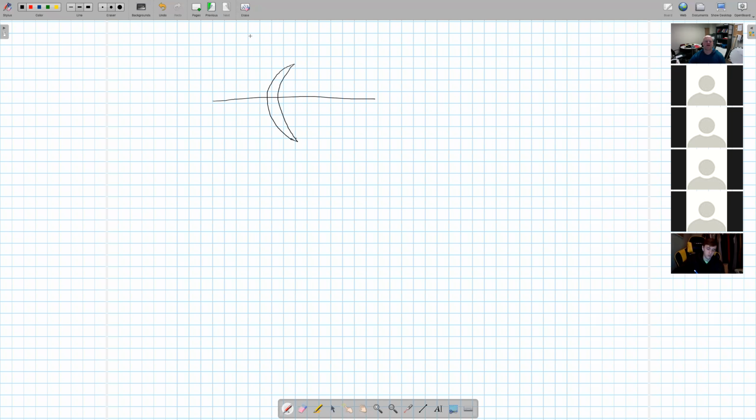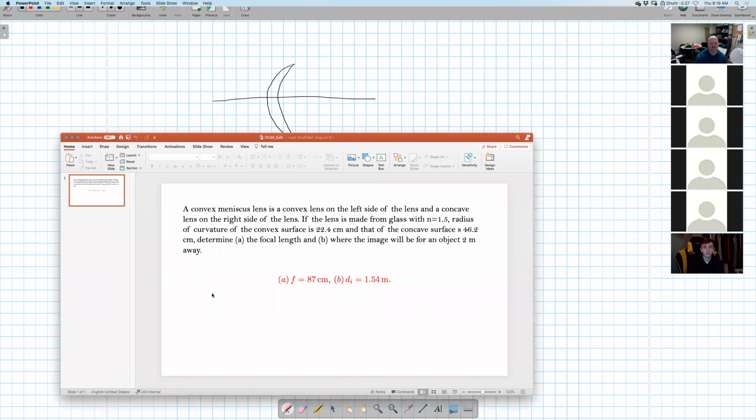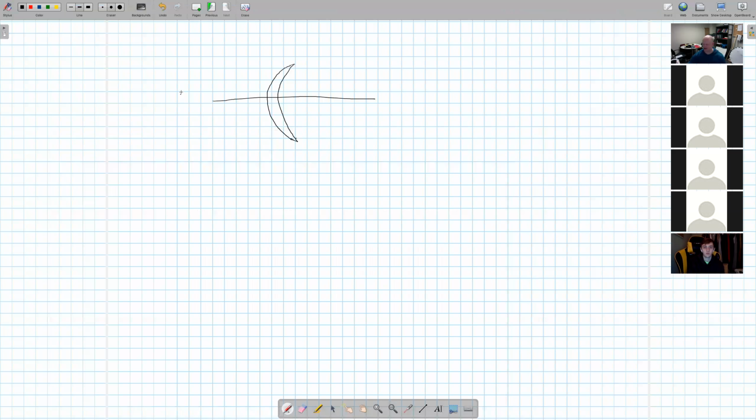So this is the lens that we're talking about in this case. This is my convex meniscus lens. So this says, if the lens is made out of glass with an index of refraction of 1.5, the radius of curvature of the convex surface is, so that's going to be my R1. So R1 in this case is a positive 22.4. So let's write that down. Here we know R1 is going to be equal to a positive 22.4 centimeters.